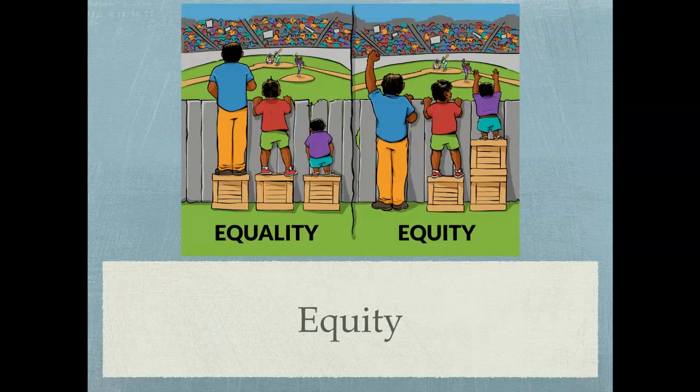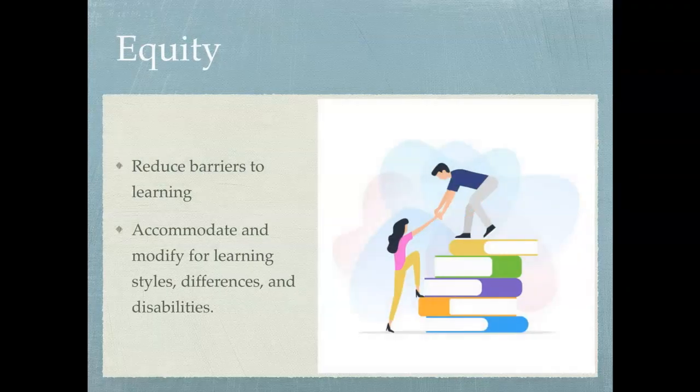Similar to the inclusion category, equity strategies are to make sure all students' specific needs are being met so that all students can be successful. Some students have learning differences that need specific adaptations or modifications to their instruction. Equity is giving individuals the personalized support that they need based on a unique individual basis.